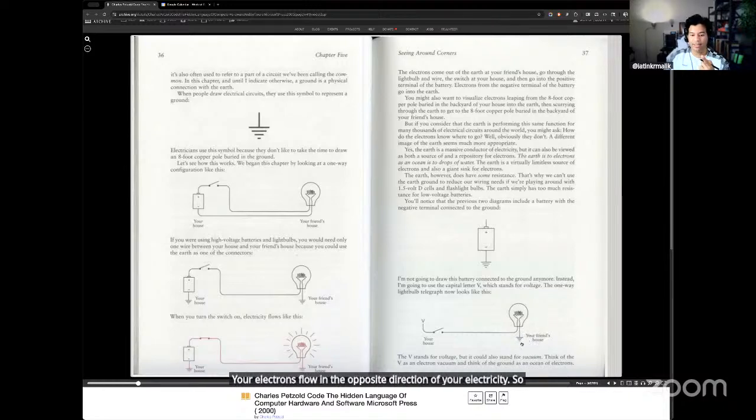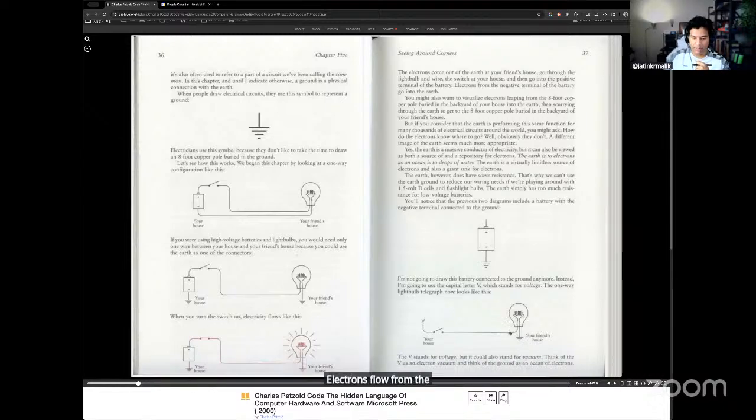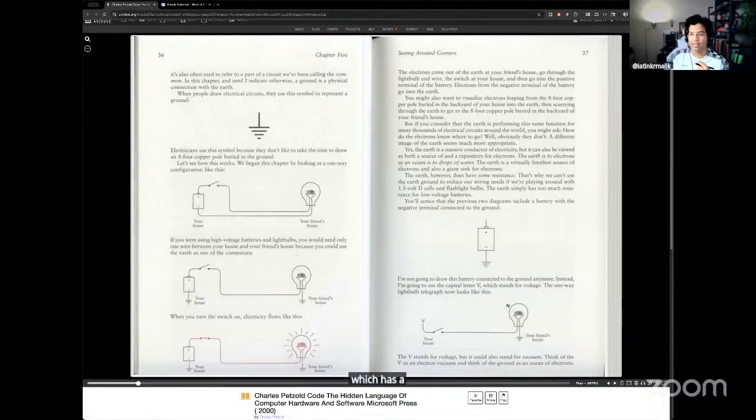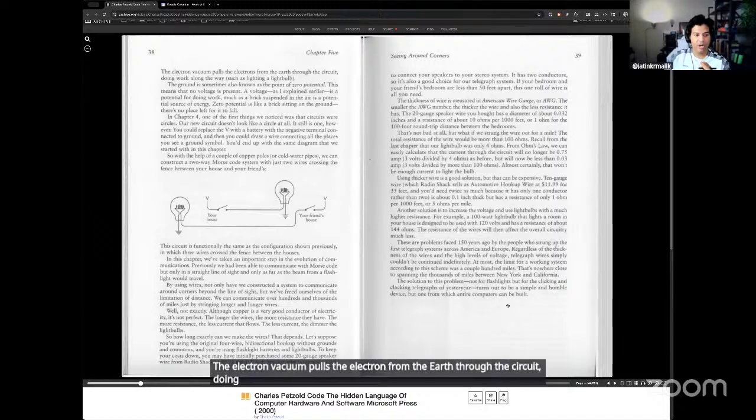So when you connect the circuit, electrons flow from the ground to the bulb to the switch to your voltage source. You can think of this as a repository and this as a sink, and you are just trying to do some transfer of electrons. On the way, there is a bulb which has a tungsten filament, which has a certain resistance, and it lights up when current goes through it. The electron vacuum pulls the electrons from the earth through the circuit, doing work along the way, such as lighting the bulb.